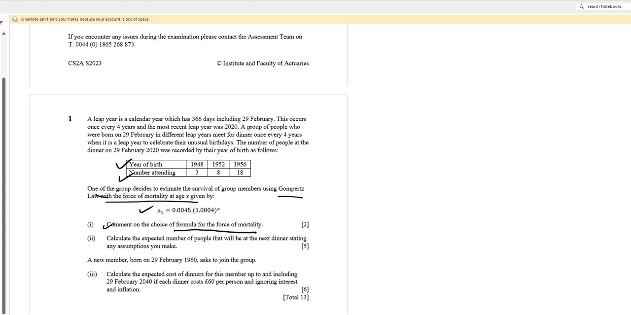So, Gompertz's law is a relatively simple expression for the force of mortality. It has been found to work at older ages, okay, so mortality. In 2020, the group was 64 to 72. A Makeham form with a non-age-related element might be slightly better. The formula contains an exponential element for the mortality, and hence mortality increases relatively slowly with age.